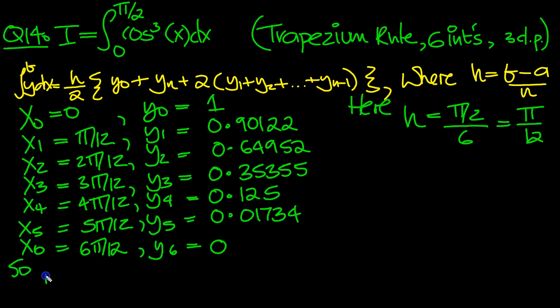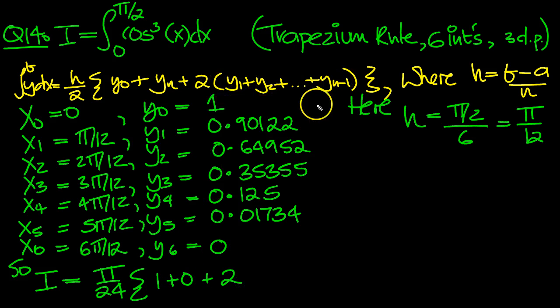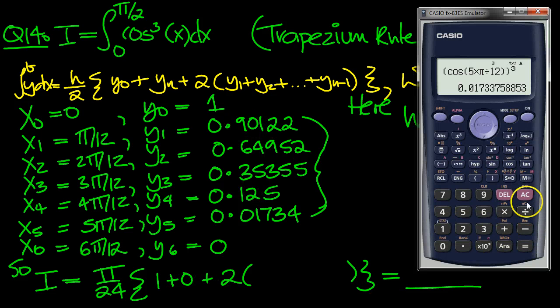So our integral equals h over 2 is the formula. So we need pi over 12 divided by 2, which is pi over 24. The first and the last then are here. So the first and the last is 1 plus 0 plus 2 times everything in the middle. So here's the middle values. Here, 1, 2, 3, 4, 5 of them. So we can add them up in the calculator and put that number in there and then put the answer here. So let's get the calculator and add these up.